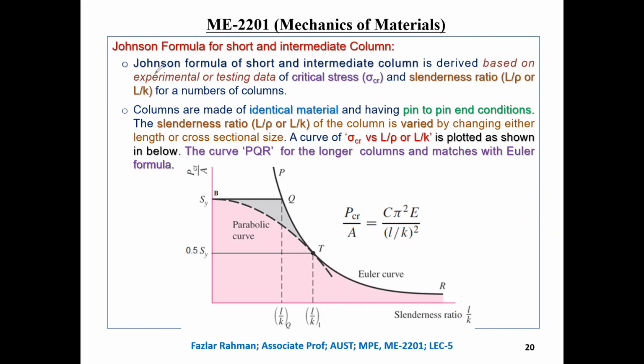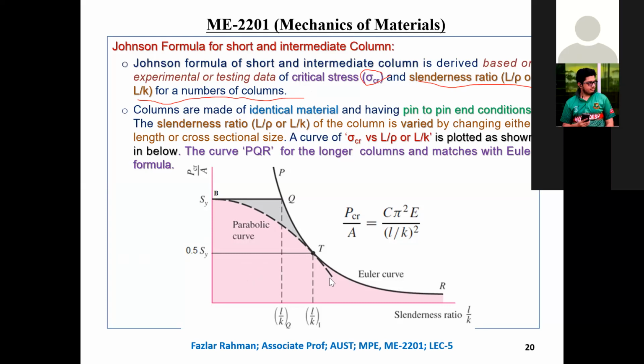So let's see how we can describe it. It says the Johnson formula for short and intermediate columns is derived based on experimental or testing data of critical stress and slenderness ratio, L by rho or L by K, for a number of columns. So he took a number of columns, making the graph. Then he saw some of the columns following this line. That means he got several points, right?